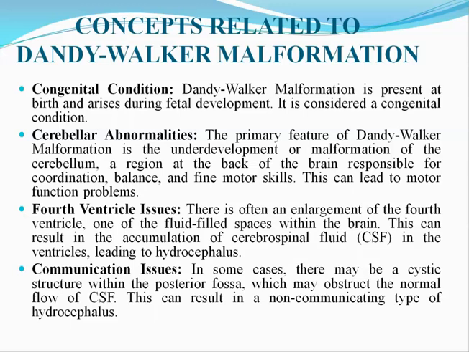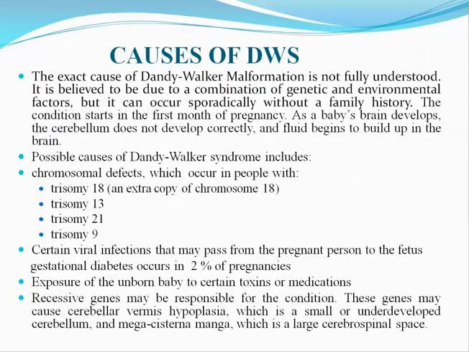The next is the fourth ventricle issues. There is often an enlargement of the fourth ventricle, one of the fluid-filled spaces within the brain. This can result in the accumulation of CSF in the ventricles, thereby leading to hydrocephalus. The next is the communication issue. In some cases, there may be a cystic structure within the posterior fossa which may obstruct the normal flow of the cerebrospinal fluid, which can result in a non-communicating type of hydrocephalus.